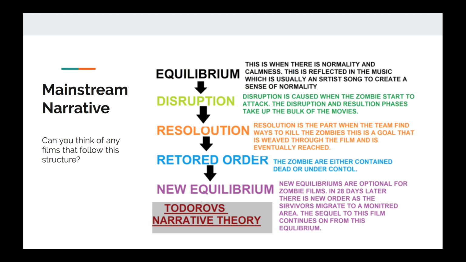The example here is the film 28 Days Later, where there's a new order as the survivors migrate to a monitored area. The sequel to this film continues on from this equilibrium. So that is a mainstream narrative. I'm sure you've all watched films and you can recognize these stages. And in terms of your case study, when you're writing about narrative, there's loads and loads of films you could use which illustrate this theory.